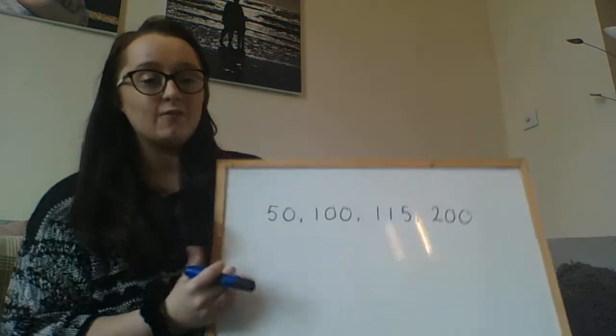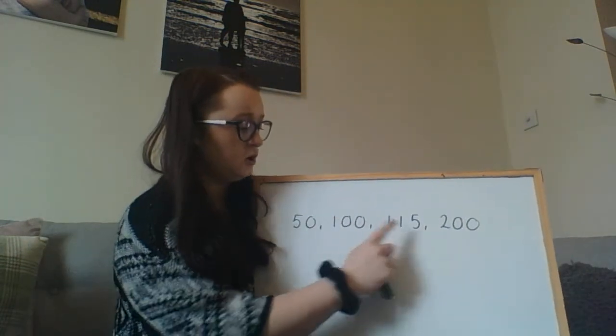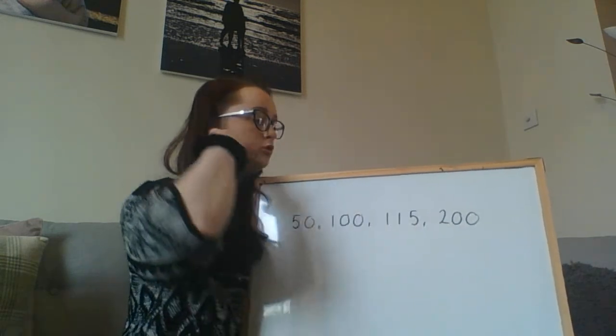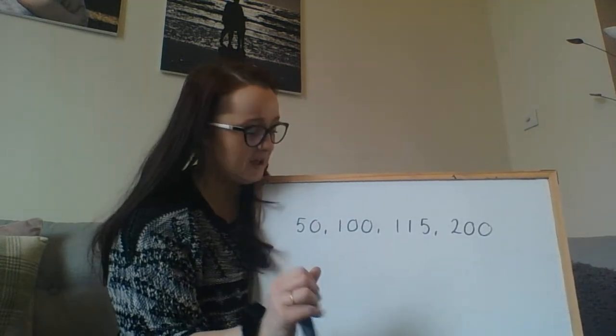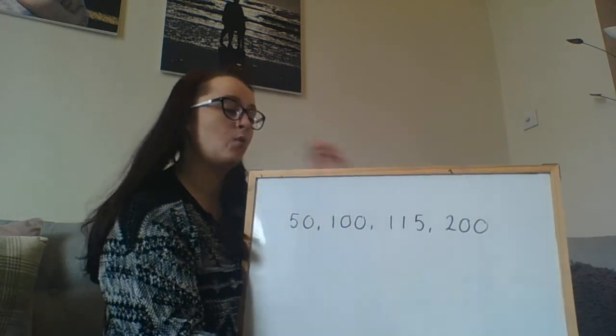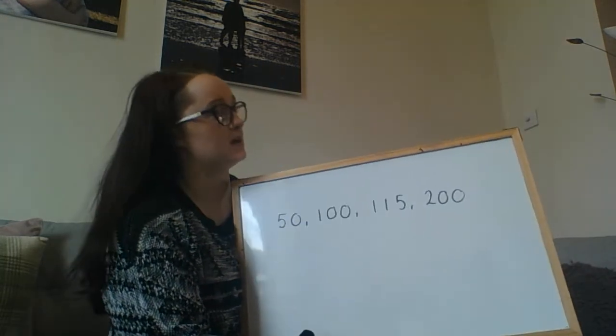Now today, what we're going to do, we are still going to be looking at addition and subtraction, but in something called sequences. Now this will come a little bit more clear by the end of the video. So if I show you this sequence here, I've got 50, 100, 115 and 200. Now one of these numbers isn't right. I'd just like you to take a minute and think about which number you think isn't right.